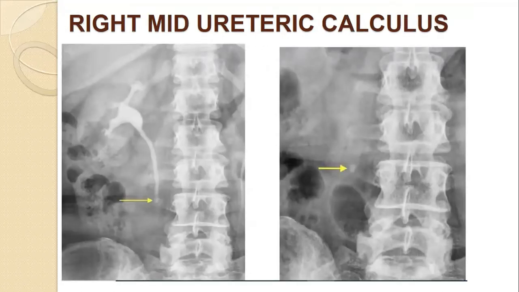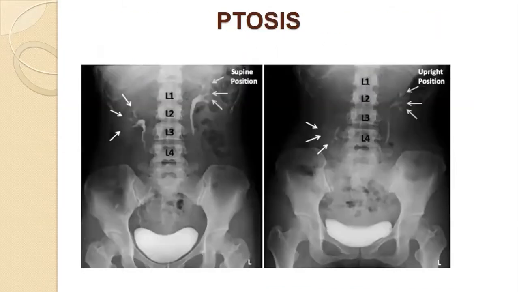Anyone can explain this? Again, a filling defect in the ureter, a mid-ureteric calculus with a mildly dilated calyceal system. It's a proximal ureter. Any senior resident can tell about this? Dr. Babar.